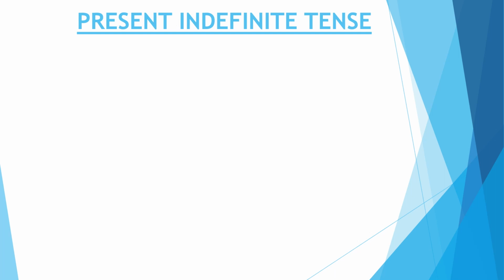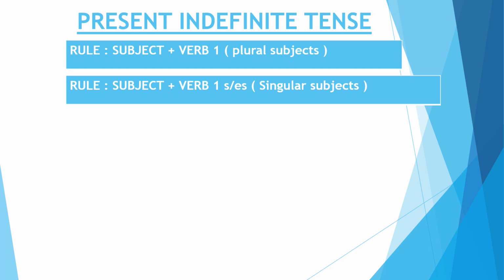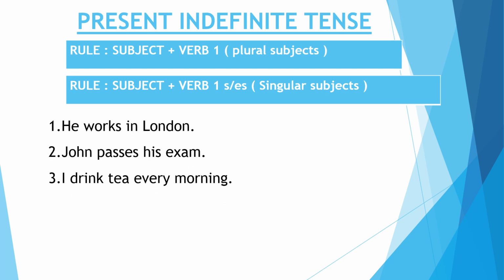Talking about the present indefinite tense, in present indefinite tense we use the subjects I, he, she, it, we, you, they. So let's see examples here. He works in London and John passes his exam. I drink tea every morning. So you can notice here that with the subjects he and John, I have used S and ES, whereas with I I have just used the verb first form, drink.